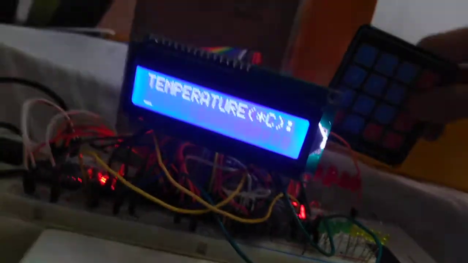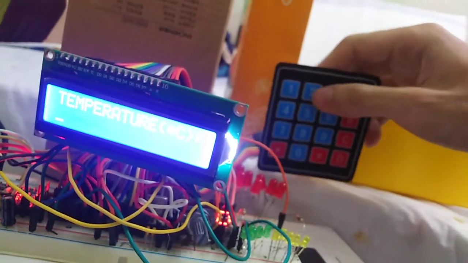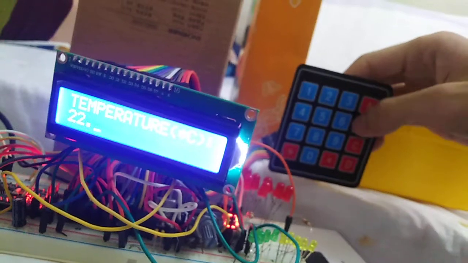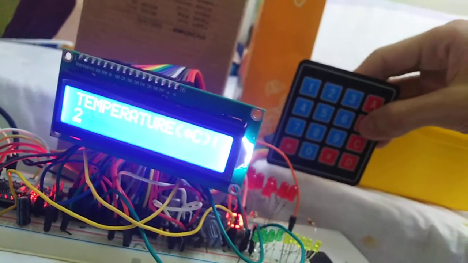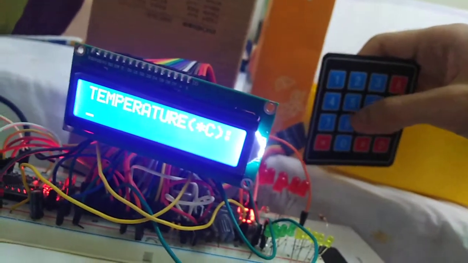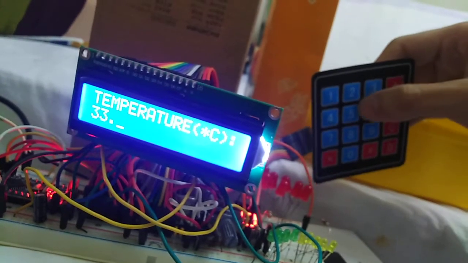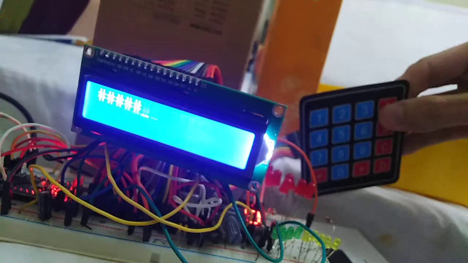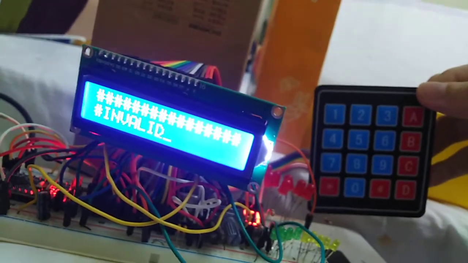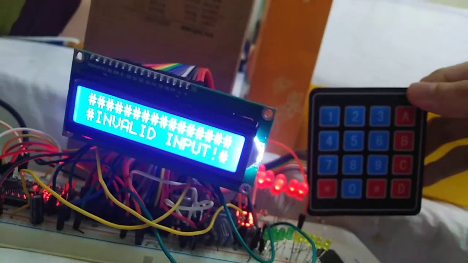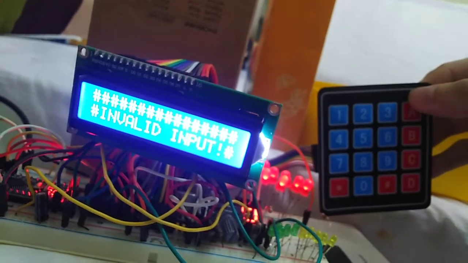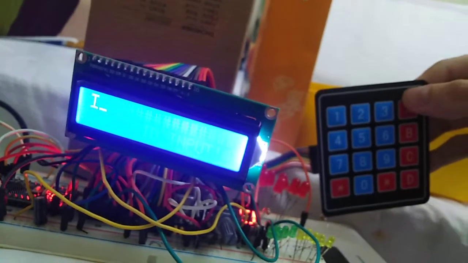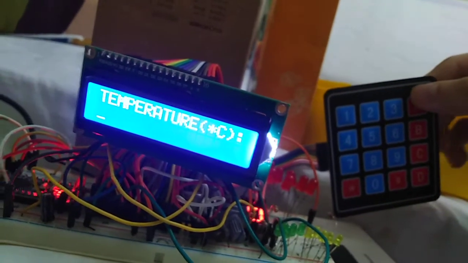If I press B, it cannot. If I press 2, it is automatically generated. Maybe my temperature is less than 33.8, let's say 33.7, enter. You may find an invalid input. Why? Because this is not a normal temperature, and it is impossible for a normal human to have this temperature.